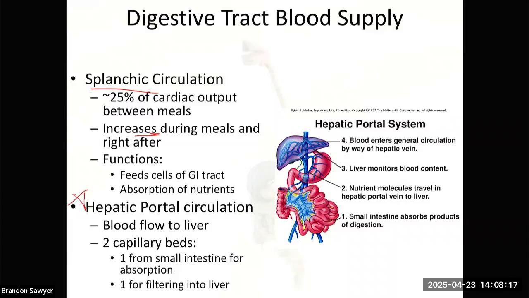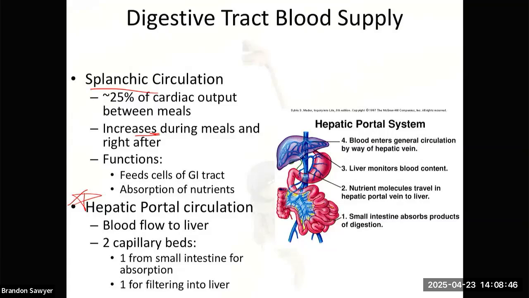Another unique part of this system is called the hepatic portal circulation. We talked about a portal circulation up in the hypothalamus and pituitary gland as well, right? That usually means we have two capillary beds. That first capillary bed is always for dropping off nutrients, and we have fully oxygenated blood there. Then we go to a vein, and then we go to another capillary bed before we get back to the heart, which is unique. It's usually just one capillary bed.